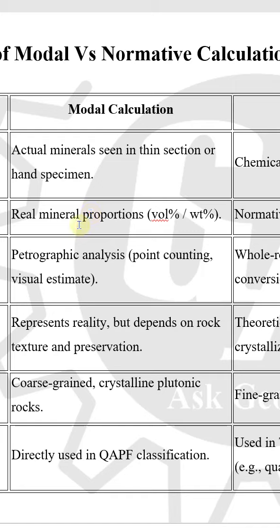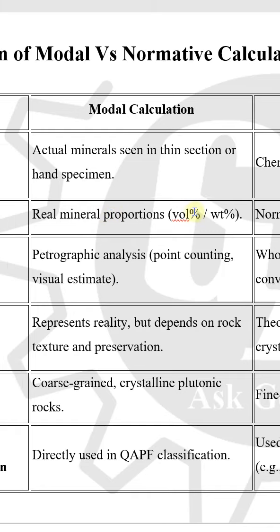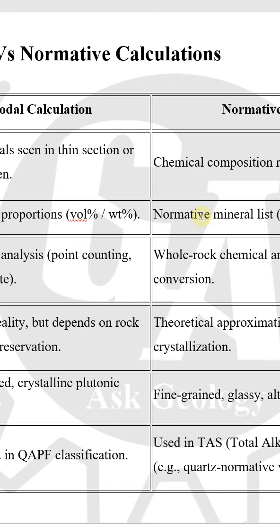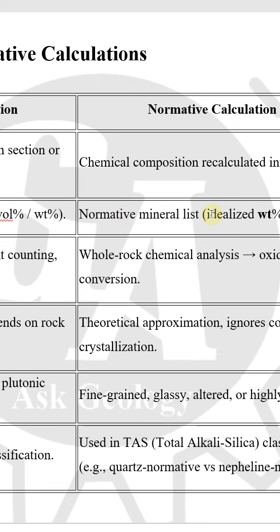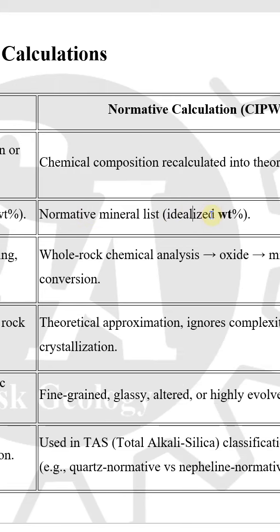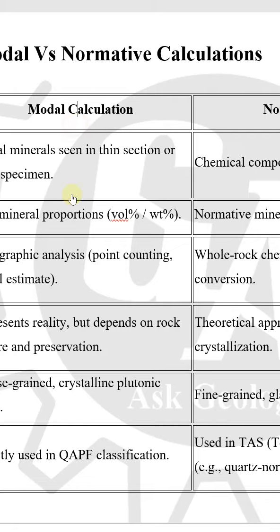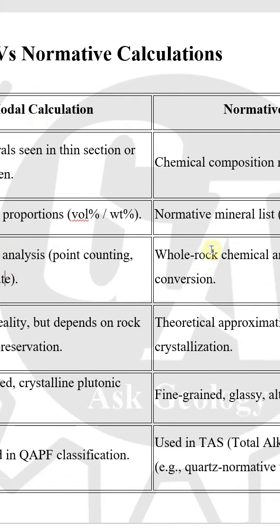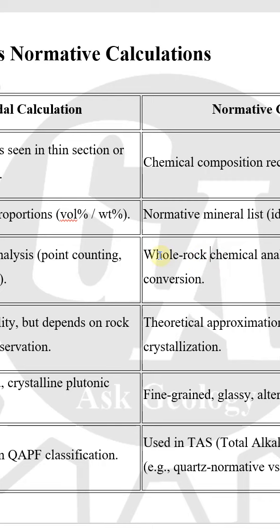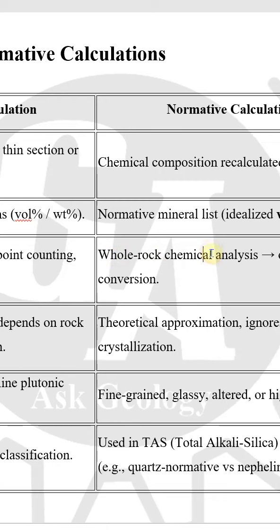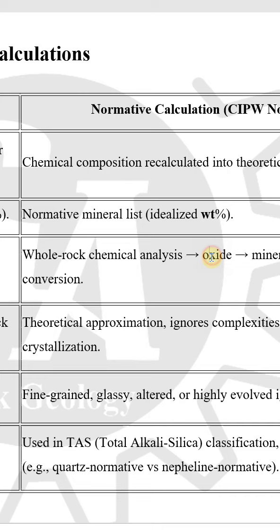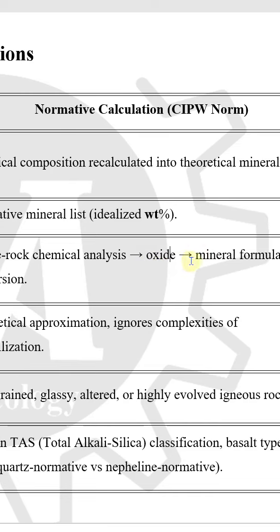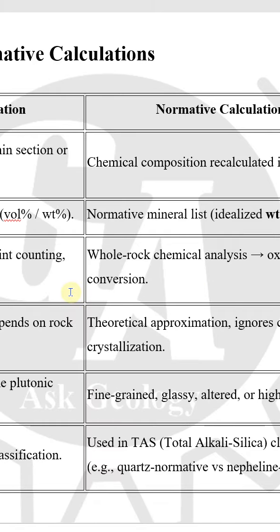For the modal calculation it is the real mineral proportion, which is expressed in volume percentage as well as weight percentage, but in normative calculation it is a normative minerals list, and that is expressed ideally in weight percentage. For modal calculation we use petrographic analysis like point counting and visual estimate, but for normative calculation we use the whole rock chemical analysis, and everything will be converted into major oxides, and those oxides will be further converted into a specific set of mineral conversions.